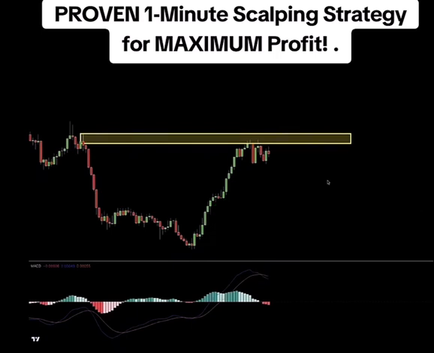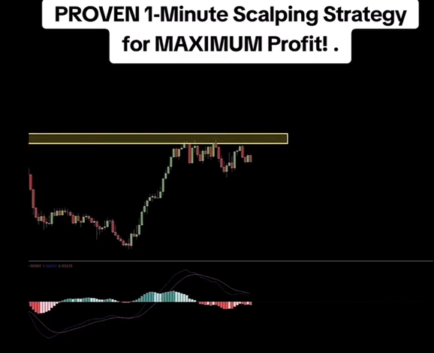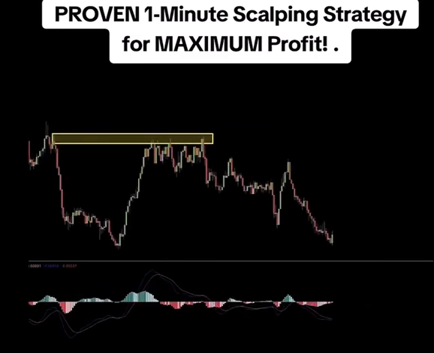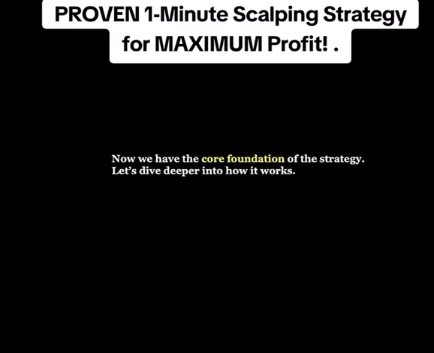What happens next? Look at the chart. The market reacts to the supply zone, respecting institutional orders, and moves downward. By combining supply zones with the MACD, you align your trades with the strategies institutions use, giving you an edge in the market. Now we have the core foundation of the strategy. Let's dive deeper into how it works.